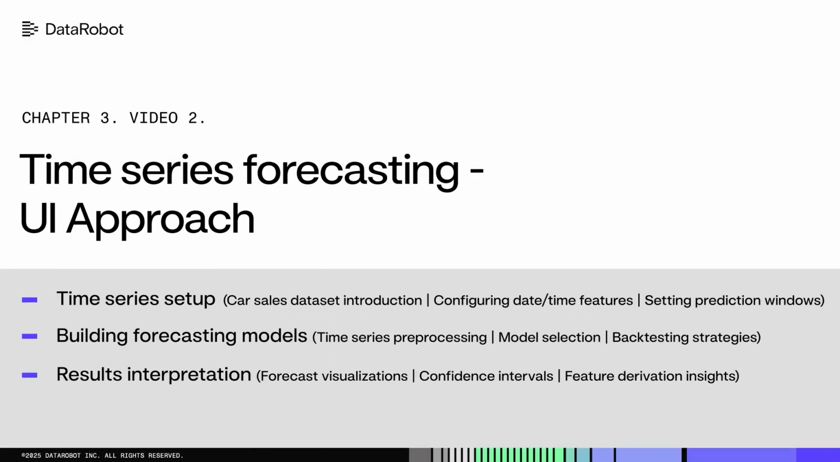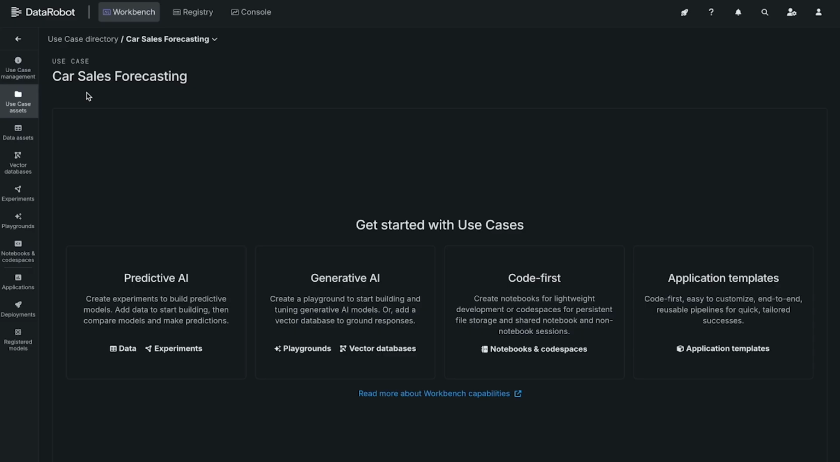In this video, I'll show you how to build the time series forecasting project in DataRobot from start to finish. Our goal is to forecast future car sales for different car models based on historical data. We'll cover adding our dataset, configuring the time series setup, training models, and finally, reviewing the results.